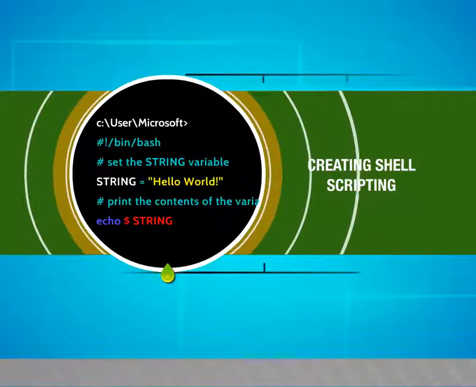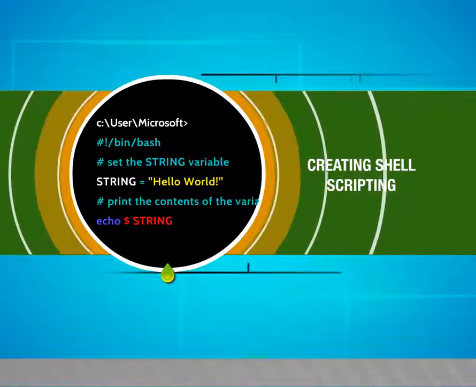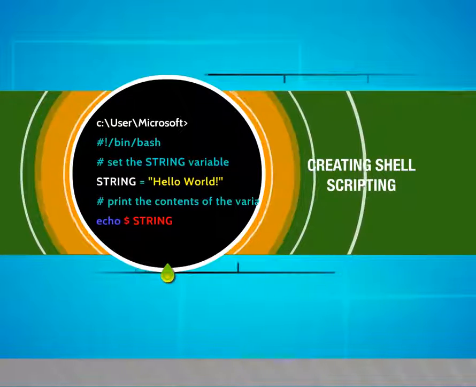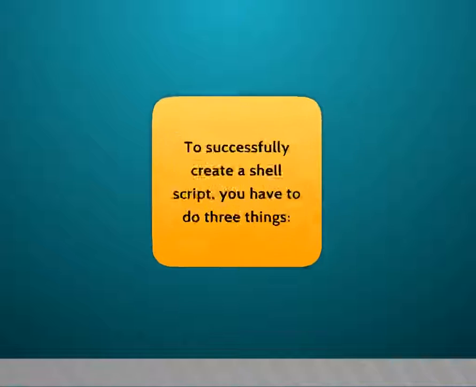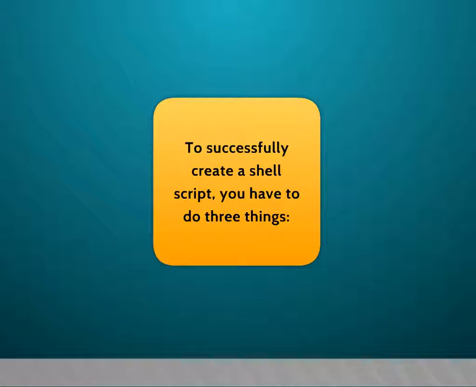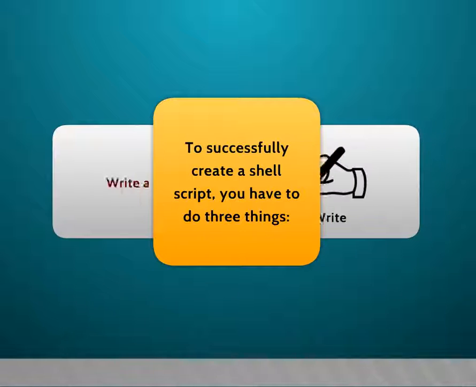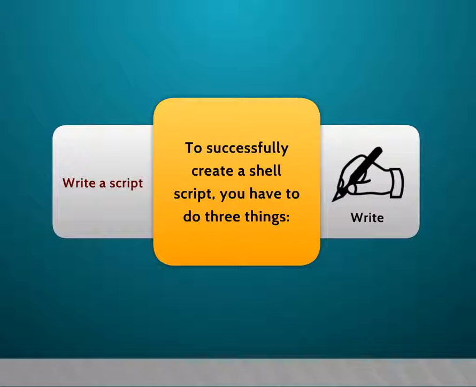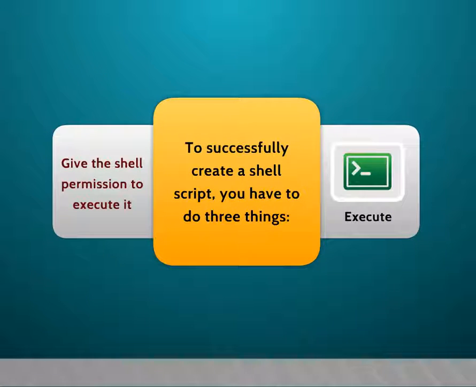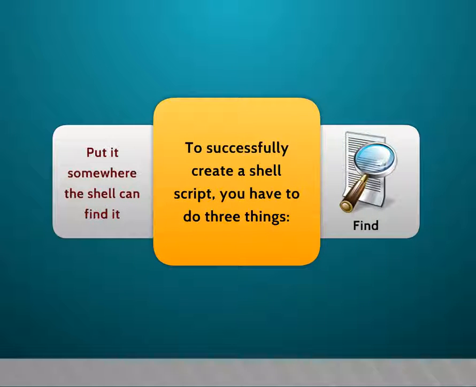Creating shell scripting. In this video, we are going to see about creating shell scripting. To successfully create a shell script, you have to do three things. Write a script. Give the shell permission to execute it. Put it somewhere the shell can find it.